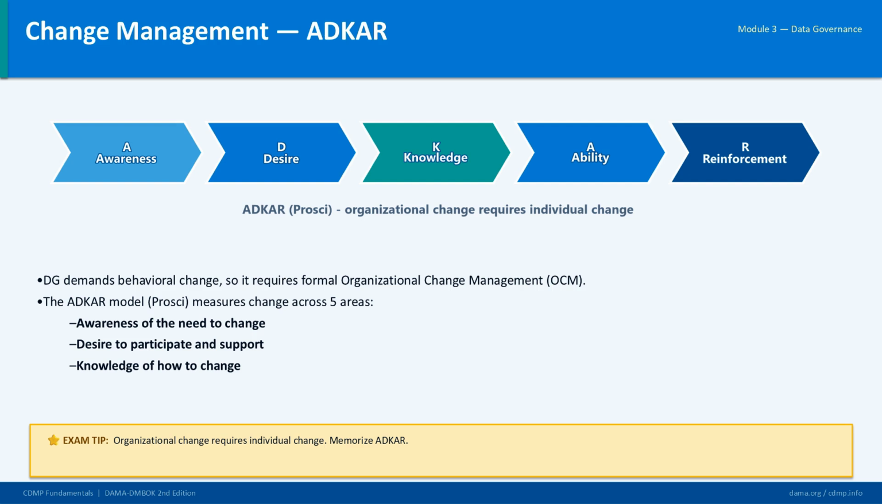A. Awareness of the need to change. D. Desire to participate and support the change. K. Knowledge about how to change. A. Ability to implement the new skills and behaviors. And R. Reinforcement to keep the change in place over time. Awareness, desire, knowledge, ability, reinforcement. If you can spell ADKAR, you've got it, and the exam does occasionally ask what the letters stand for.